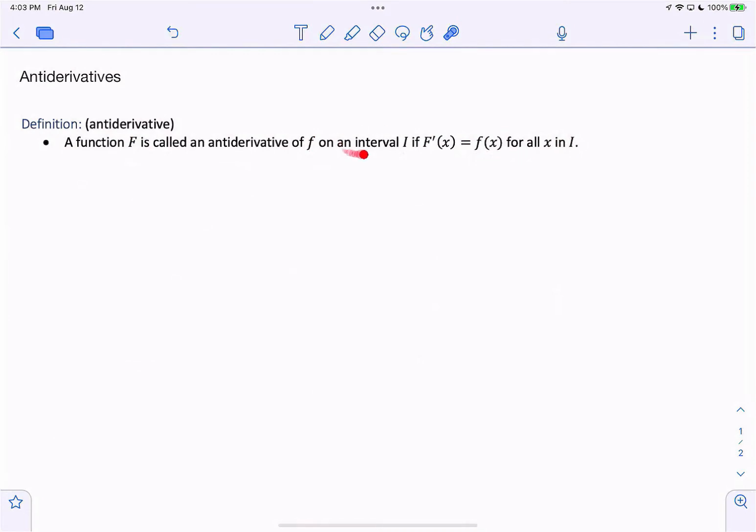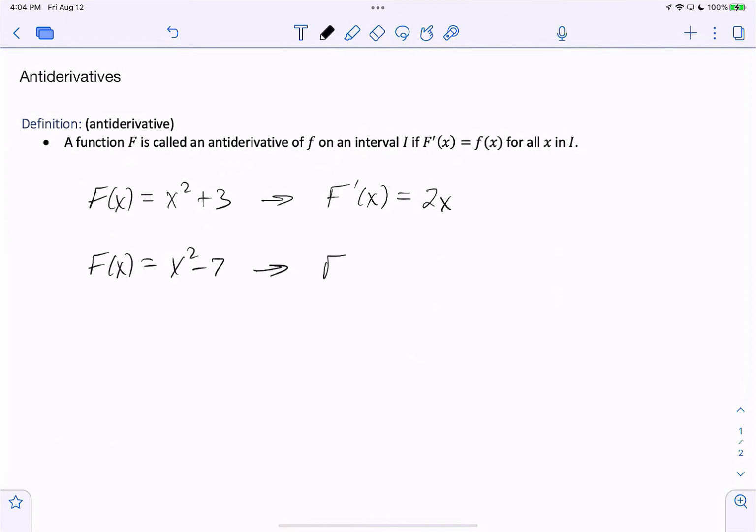We aren't really going to be concerned so much with the interval. We're concerned with this relationship that uppercase F prime of x is equal to lowercase f of x. Suppose I tell you that F of x, and I'm using uppercase of course, is equal to x squared plus 3. Then you would tell me that F prime of x is equal to 2x. Likewise, if we were looking at F of x equal to x squared minus 7, then you would say that F prime of x is equal to, again, 2x.